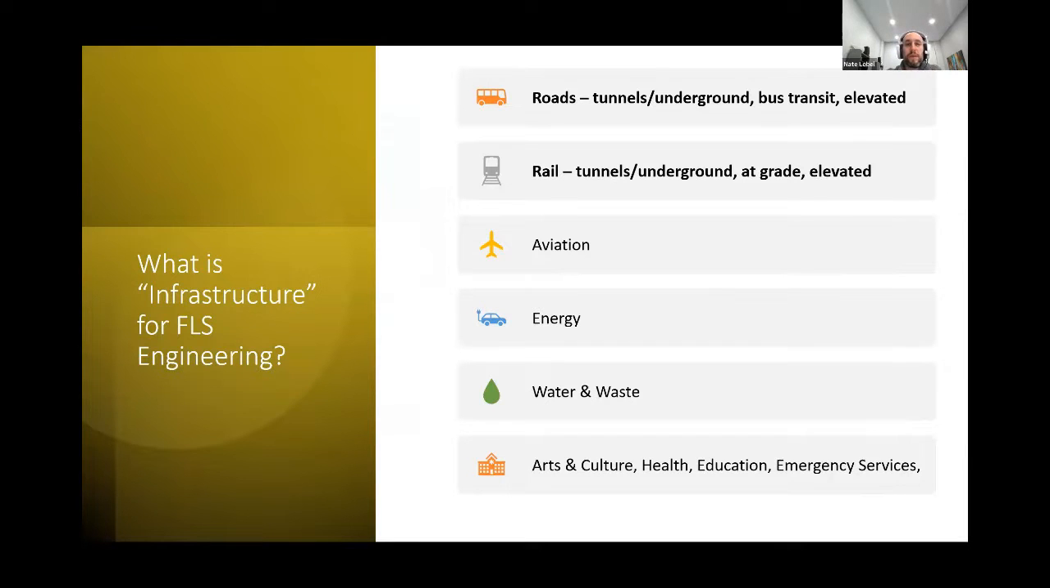Also, when we're talking about infrastructure in fire safety engineering, we're typically talking about road and rail, and today particularly the tunnels and underground. But it's worth pointing out that infrastructure as a whole is much more diverse than that. Aviation, energy, water, health, and emergency services are all essential infrastructure in the built environment, and all require special considerations.